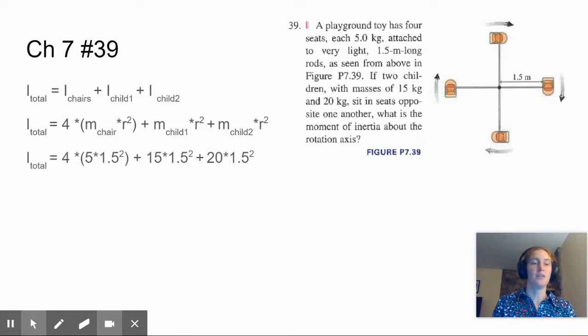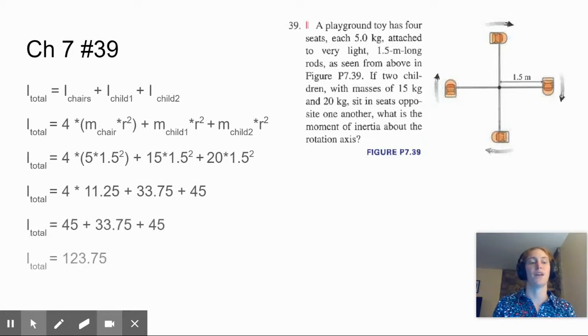Then I plugged in the numbers. So I put all the masses and radii in, and I get a total of 123.75 for my moment of inertia. And that should be kilograms times meters squared.